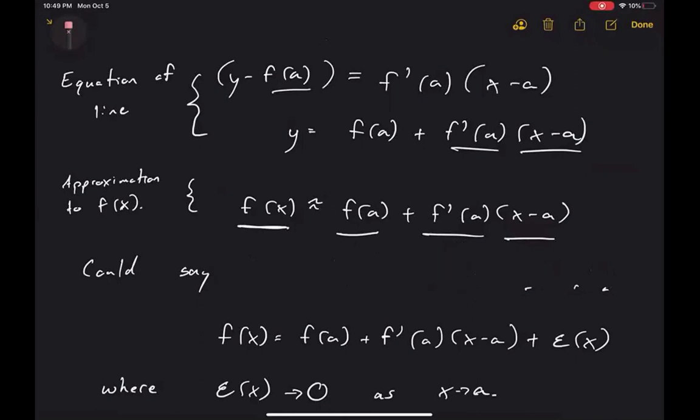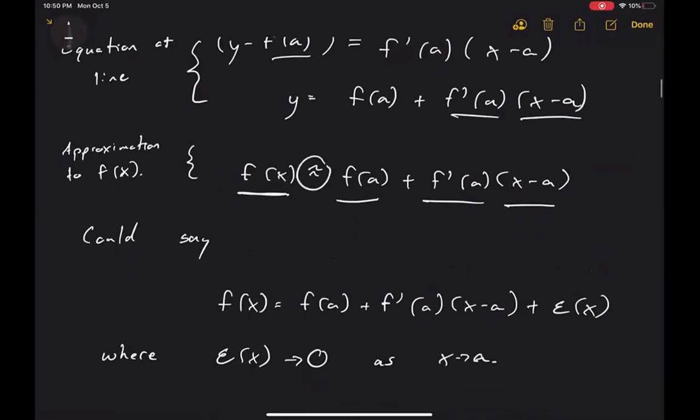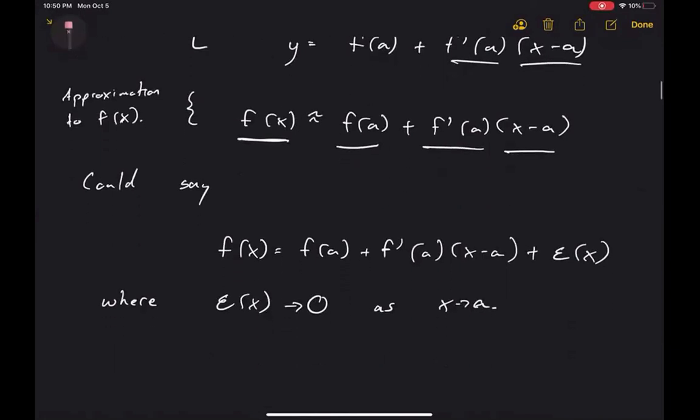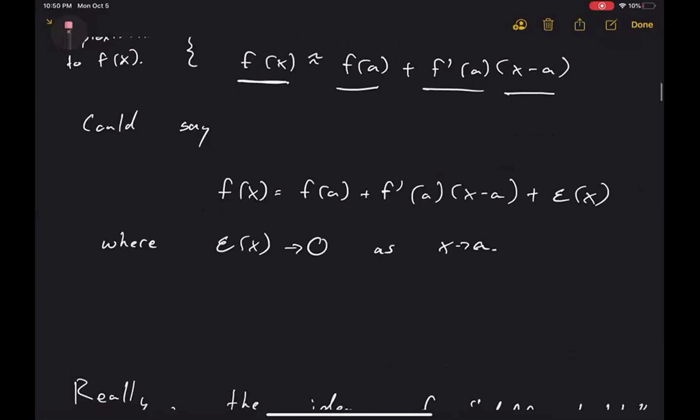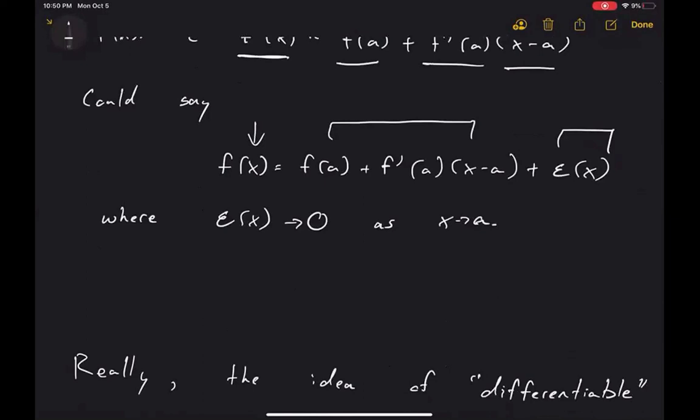So we've rearranged the equation of our line, and we've developed this approximation to our function f. We could actually be more specific if we wanted. Right here, we don't have an equal sign, we have this squiggly equal sign, which means it's about equal. We could be more specific and say f of x is equal to that line plus some error term. And what we usually say is that this error term goes to 0 the closer we get to our starting point. That's what this notation means.